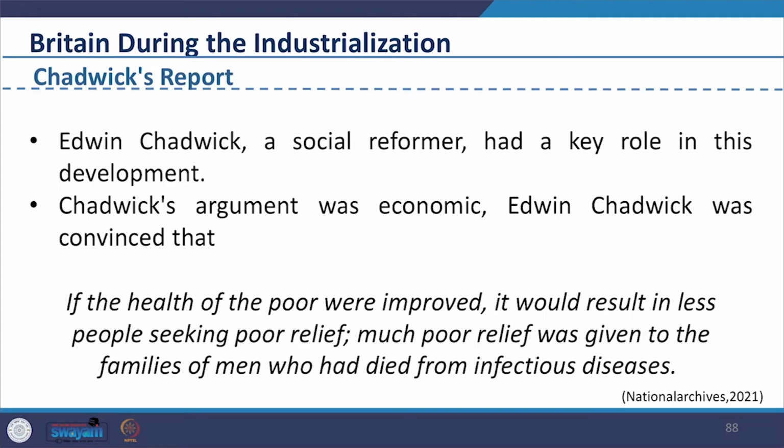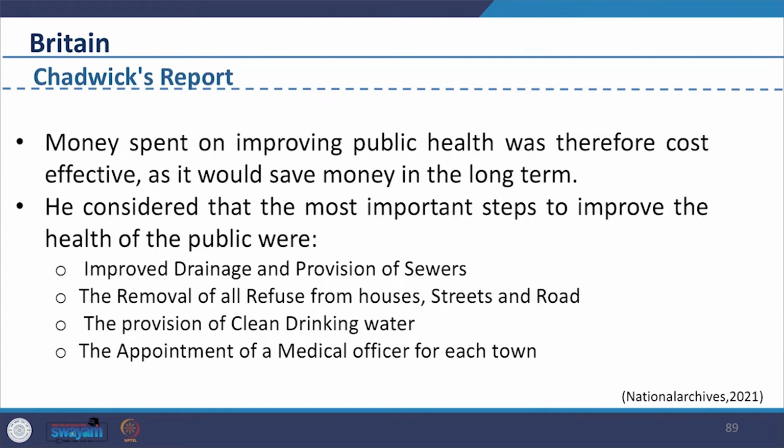Edwin Chadwick, a social reformer, had a key role in this development. Chadwick's argument was economic, as he was convinced that if the health of the poor were improved, it would result in fewer people seeking poor relief. Much poor relief was given to the families of men who had died from infectious diseases. Money spent on improving public health was therefore cost effective, as it would save money in the long run.